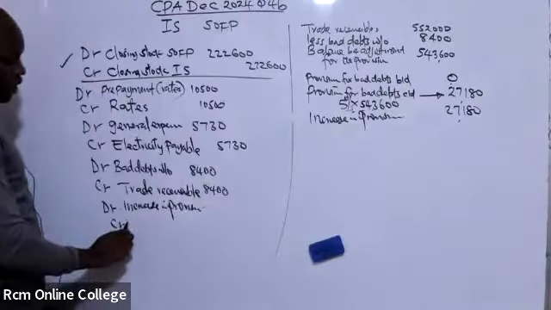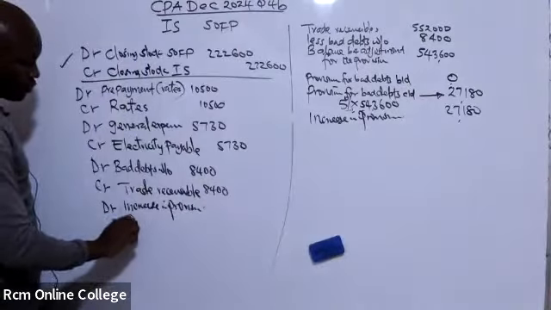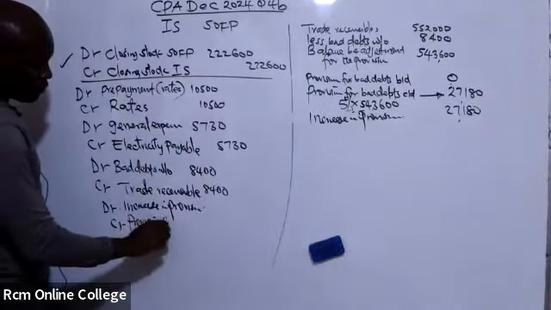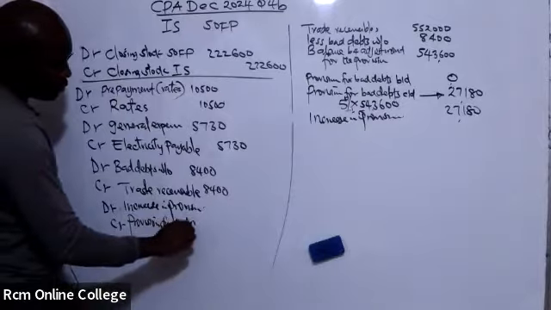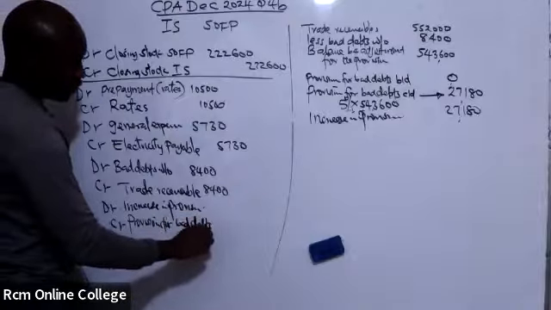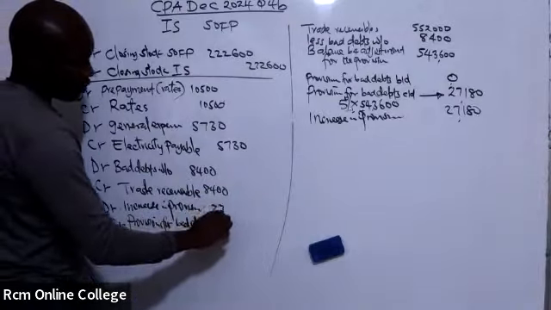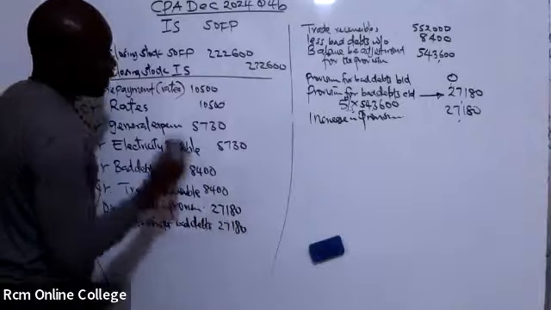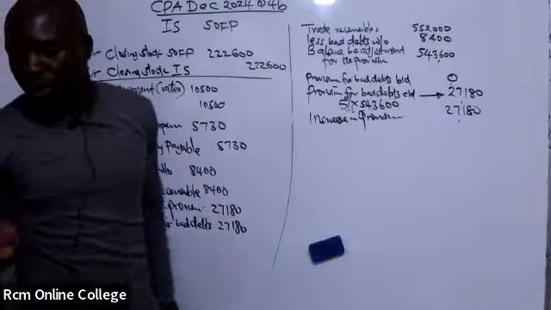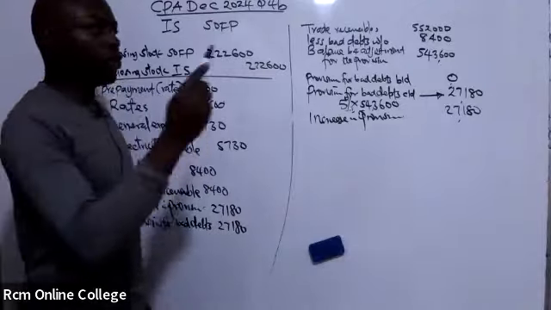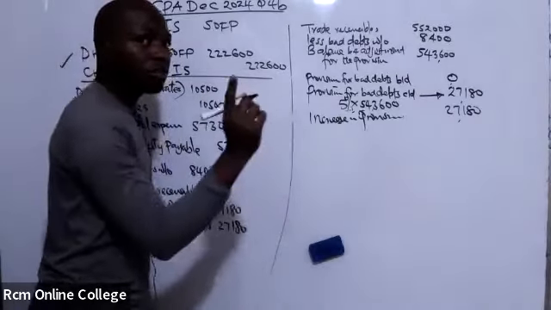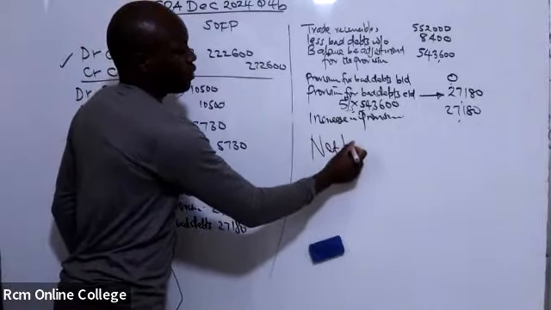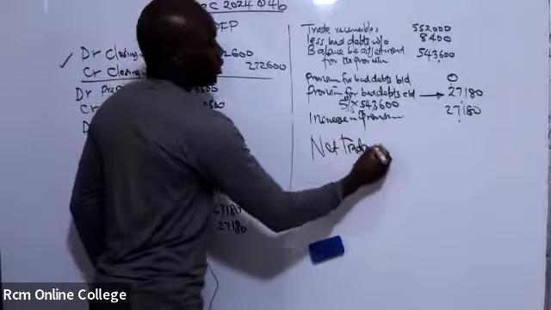So at the end of the year, we now have provision for bad debts. How much? 27,180. Can we try and now get the net trade receivables that we are going to record in the statement of financial position? So net trade receivables.